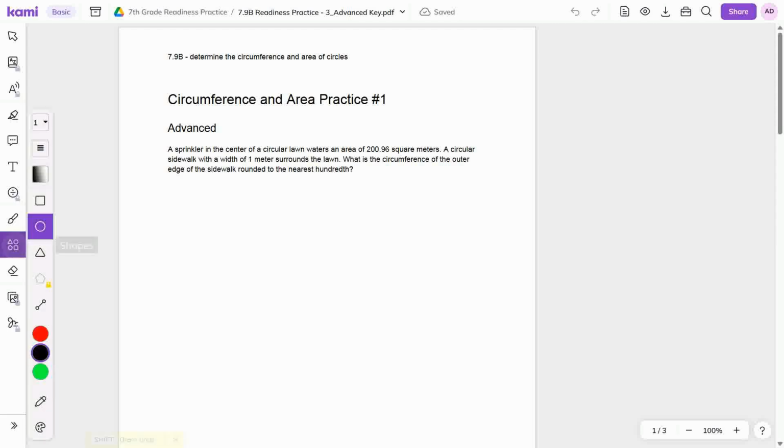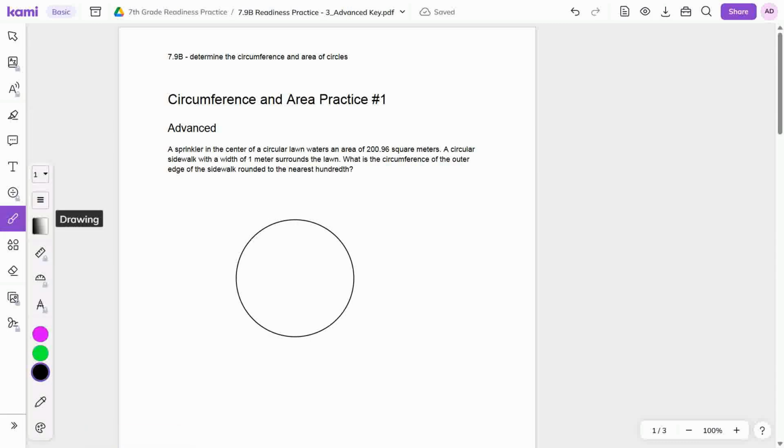All right, so we have the center of a circular lawn. And we've already got the area that kind of works for us there. It is 200.96 square meters. All right, so let's put that in here. A equals 200.96 square meters. Now, we have a sidewalk, a width of 1 meter surrounds that lawn.